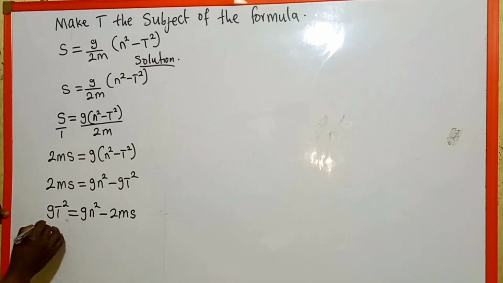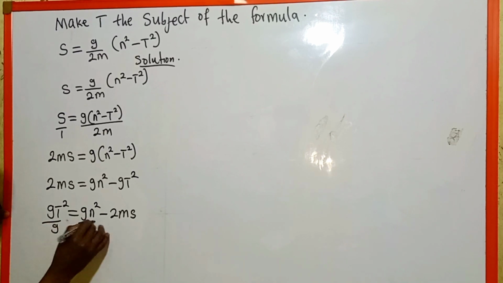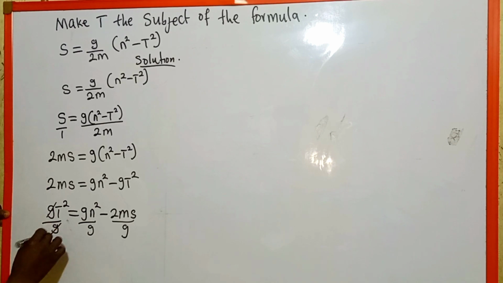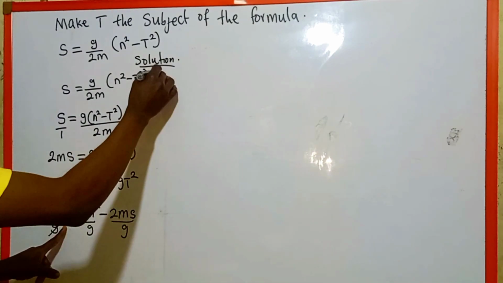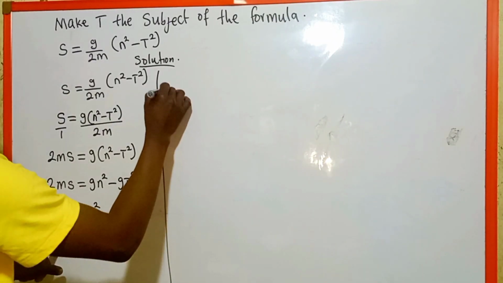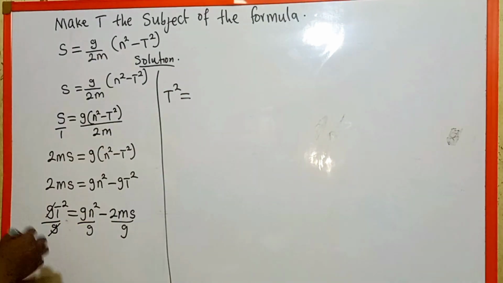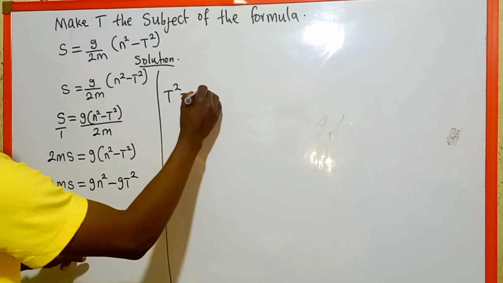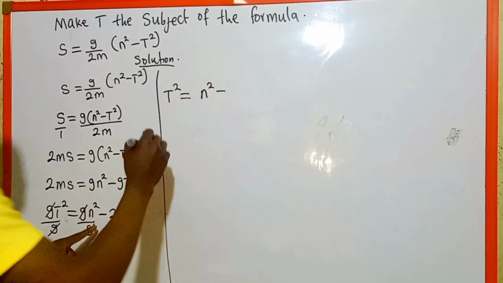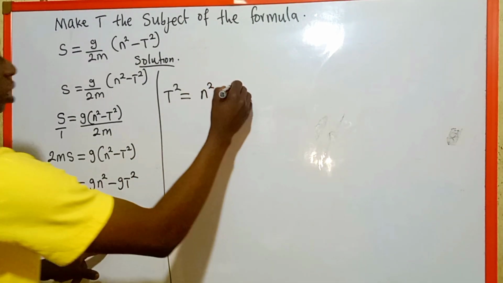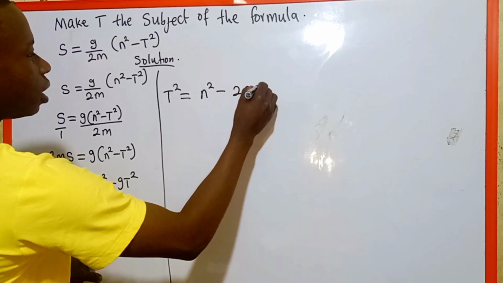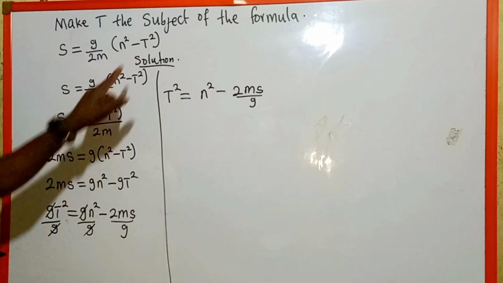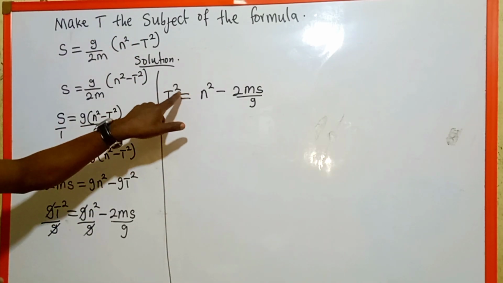So we divide through by g here, then g, then also g here, so that this g can cancel this g. On the left hand side, we are left with only t square, which is equal to, look, g also can go with this g, so we are left with n square here, then minus 2ms over g. Remember, we are interested in making t the subject of the formula, not t square.